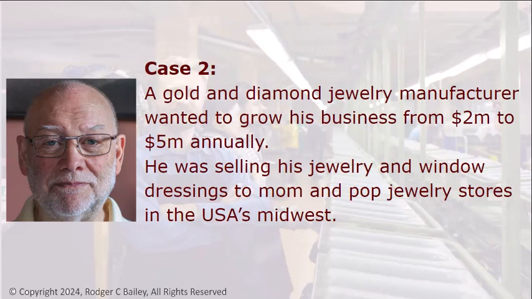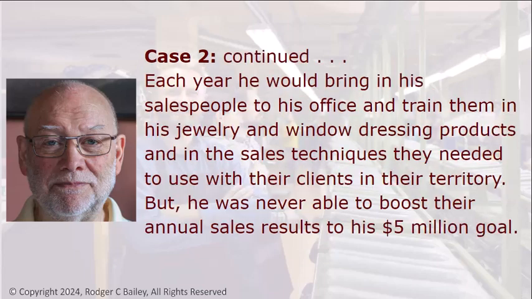A gold and diamond jewelry manufacturer wanted to grow his business from $2 million to $5 million annually. He was selling his jewelry and window dressings to mom and pop jewelry stores in the USA's Midwest. Each year he would bring in his salespeople to his office and train them in his jewelry and window dressing products and in the sales technique they needed to use with their clients in their territory. But he was never able to boost their annual sales results to his $5 million goal.